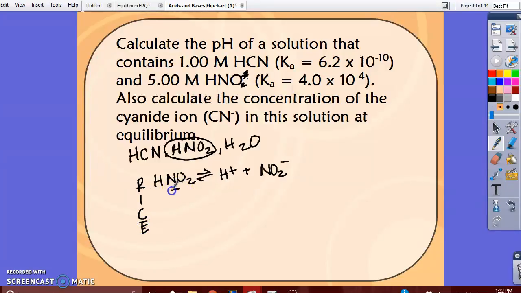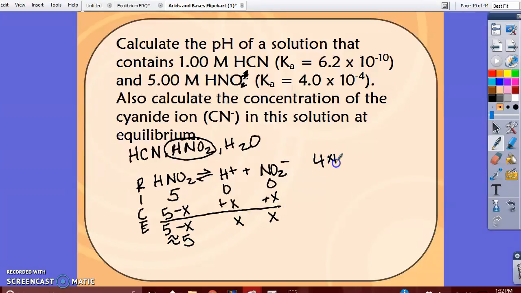So initially we have 5 molar HNO2 and none of the products. This is just your usual ICE box that we've been doing. We're going to use the method of successive approximation and say 5 minus x is approximately still 5. So that's x and x. If we plug it in, 4 times 10 to the negative 4th equals x squared over 5. Multiply 5 times this, and then take the square root for x, and you should get 4.47 times 10 to the negative 2.